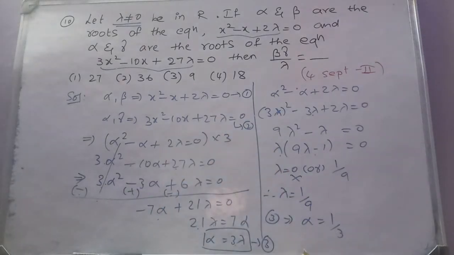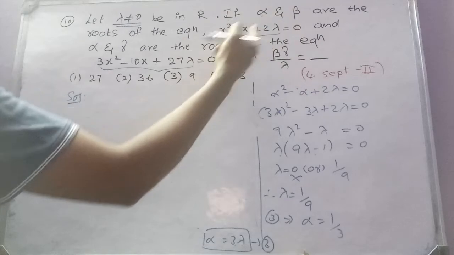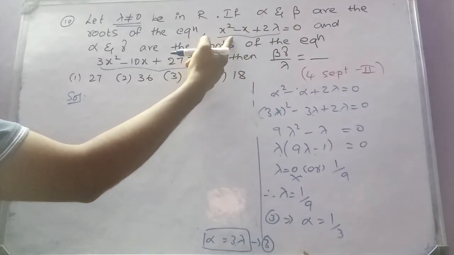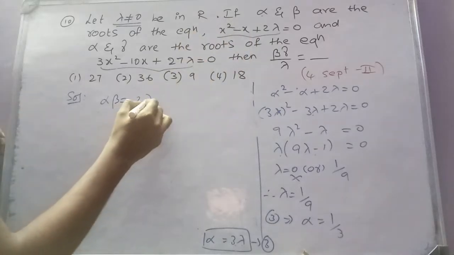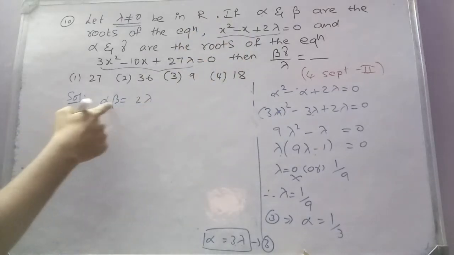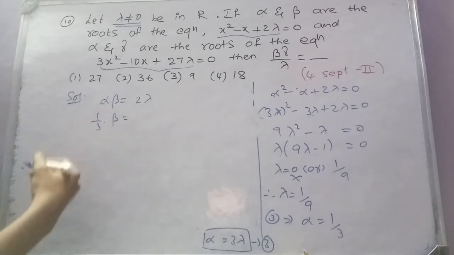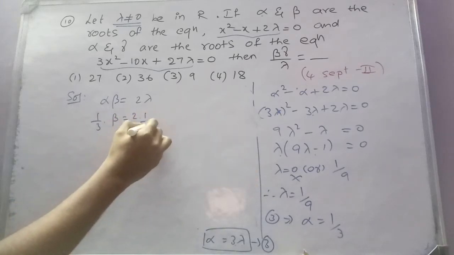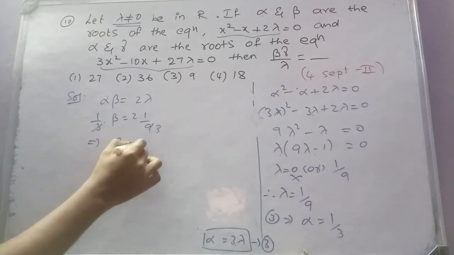Next, continuation is there, so I'll erase the left side. Since alpha, beta are the roots of this equation, I'll go for the product of the roots. Product of the roots is equal to C by A. That means 2 lambda, right? Substitute the values of alpha and lambda. So alpha is 1 by 3 into beta is equal to 2 times lambda, which is 1 by 9. So 3 and 3 is there. You get beta is equal to 2 by 3.